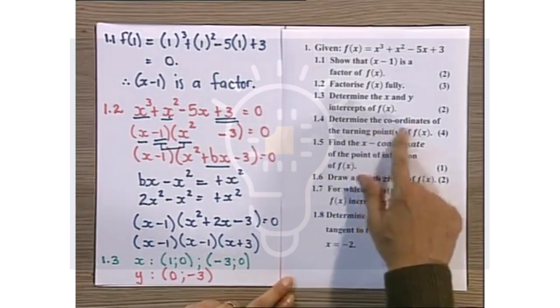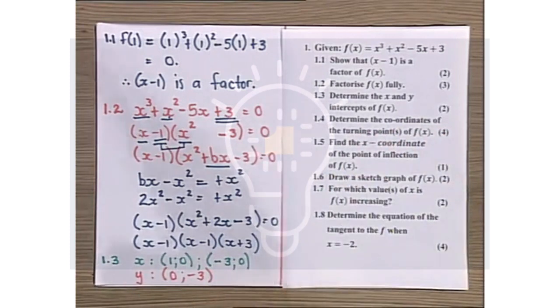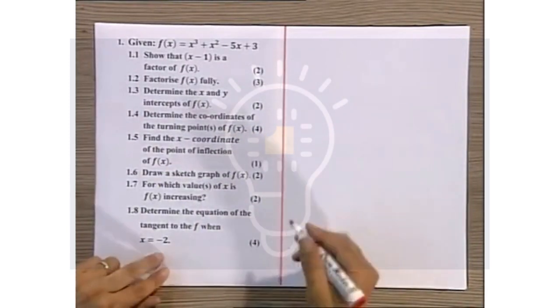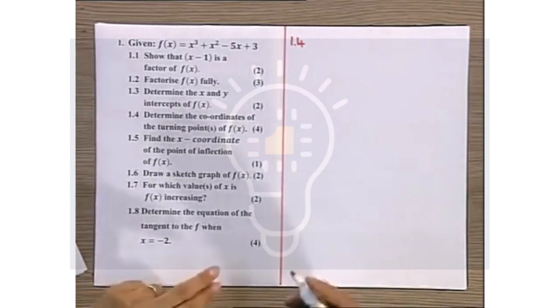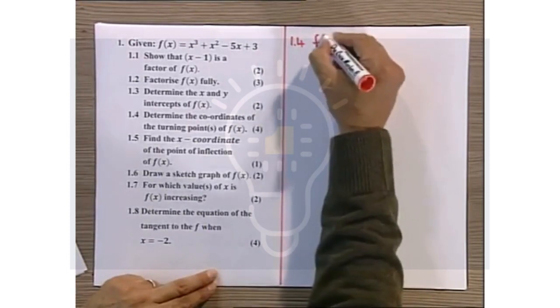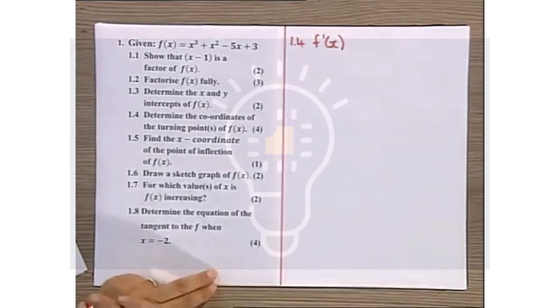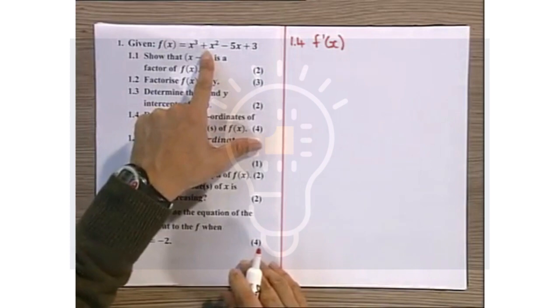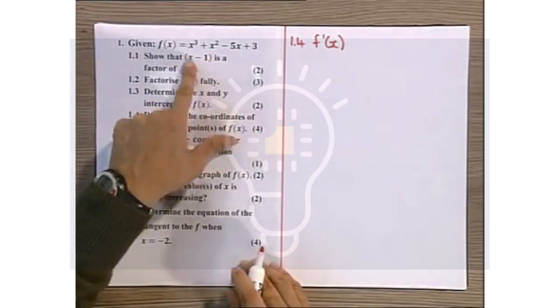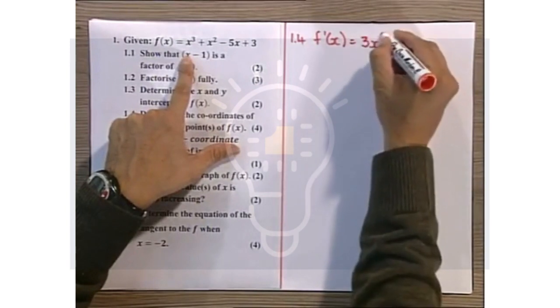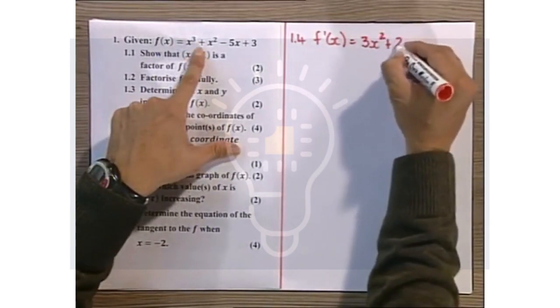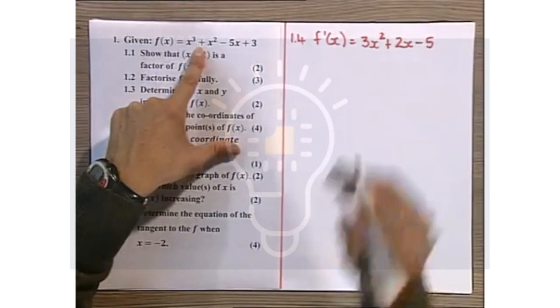Determine the coordinates of the turning point. Turning point is a bit of work. Now let's look again. 1.4. Remember, how do we get the turning point? What did the PowerPoint say? Find the derivative. Let's write that again. F prime x. Remember, there's your equation. So what is the derivative of that? By now, that's quite easy for you. It's 3x squared plus 2x minus 5.